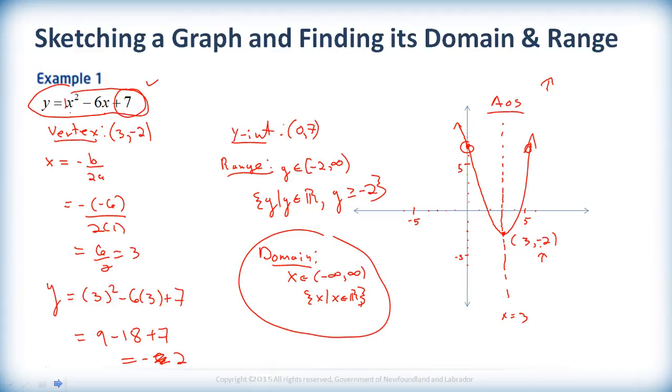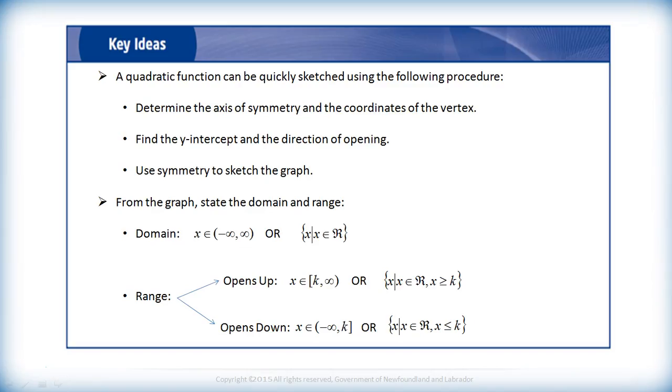Nice parabola. All right. So a quick rundown of all the things we talked about here. So determine the axis of symmetry and the coordinates of the vertex. Find the y-intercept and the direction of opening. Now, once you know your y-intercept, you can see the direction of opening anyway, but it's a good way to check to make sure that you're consistent. And then we use symmetry to sketch that graph. And from the graph, we should be able to state the domain and range.